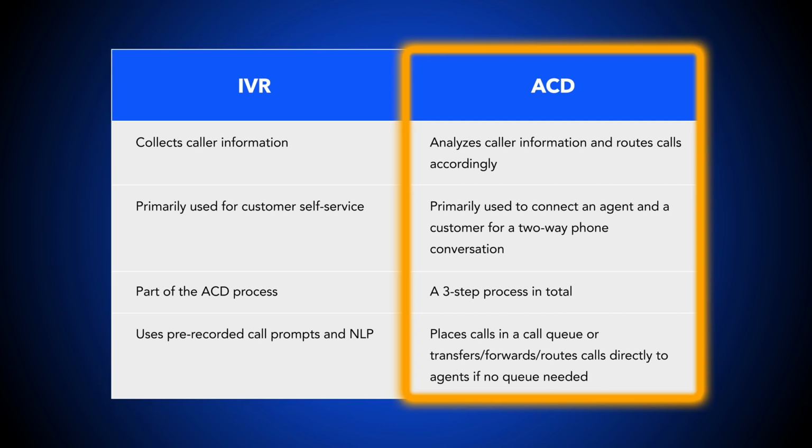ACD is the technology that sorts through the responses the IVR system collects, routing, forwarding, and distributing the calls to the best available agent accordingly. Think of IVR as just one part of the overall ACD process.